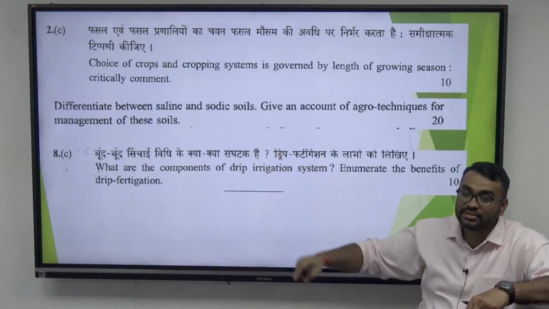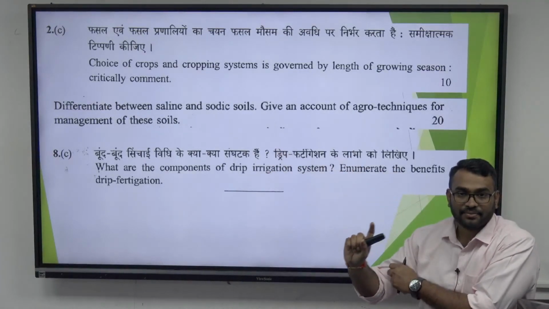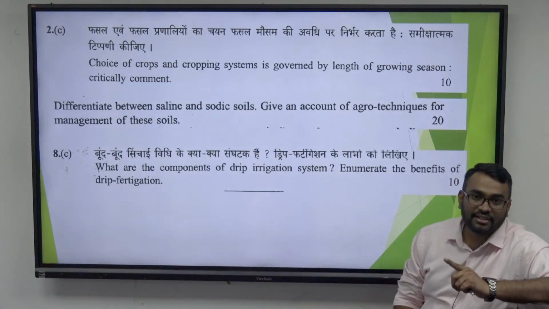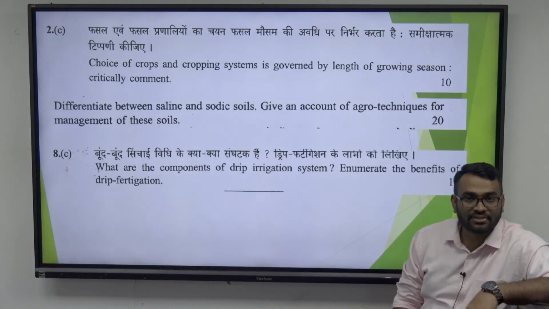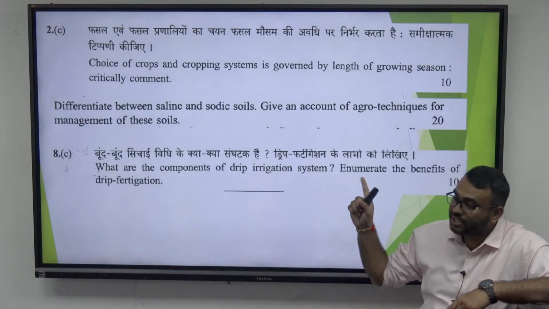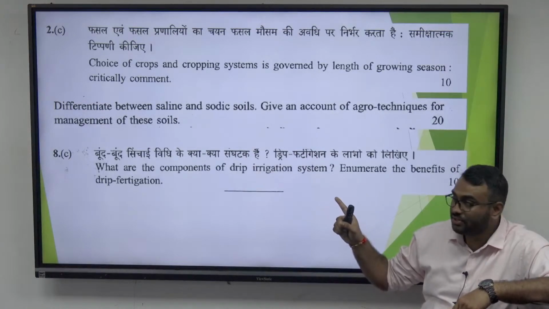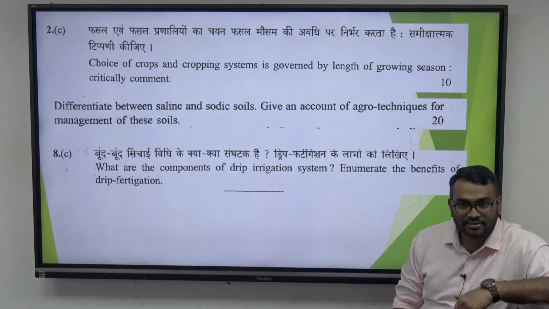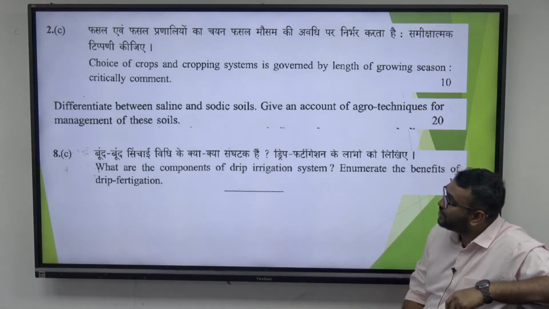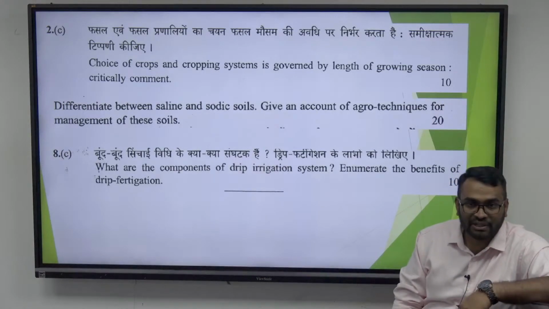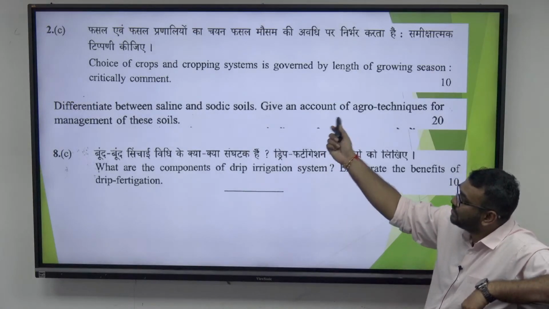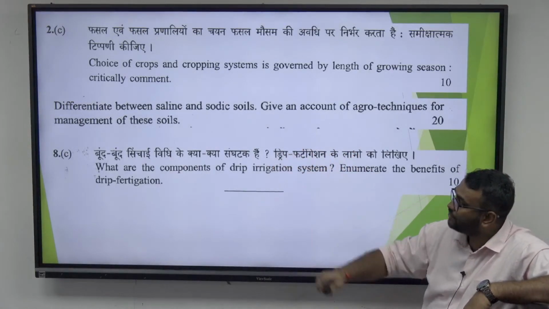Clear? But most of the students will just justify the statement. They will justify giving n number of examples, but at the end of the day, the word is critically comment. So knowledge itself is not ultimate here. For this, presence of mind is needed. If you are in the examination hall and you do not read the statement properly, you will lose marks. Clear? Next one, differentiate. Again, this is one of the words you will usually get. Differentiate between saline and sodic soils and give an account. So this is again a merger: give an account and differentiate.